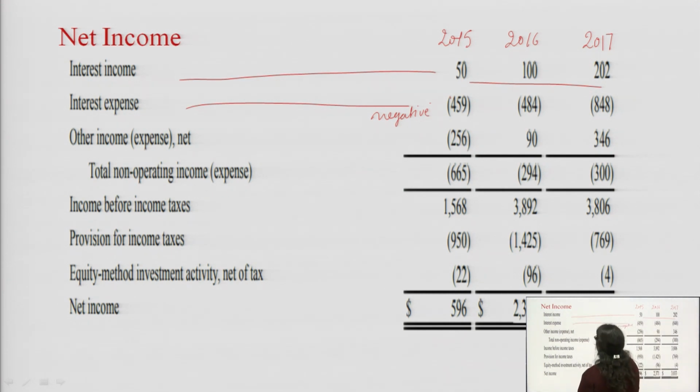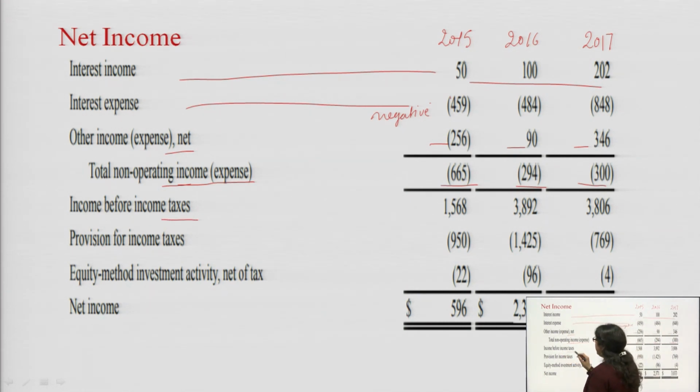After this we get the total. If other income is there, we have already written it here. It could be your income, it could be your expenses. When we put it into the bracket, it is your expense, but when we show it without the bracket, it shows that it is your income. Total non-operating income or expenses is 665, 294 and 300. So it is not income, it is actually our expenses.